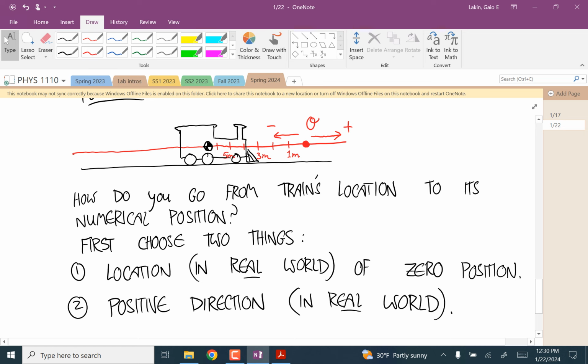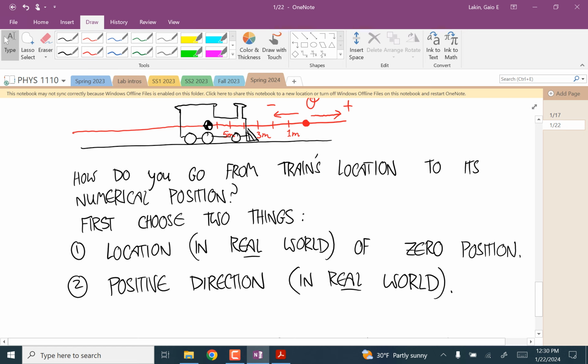Are you with me on that? Well, what if I chose a totally different location in the real world to pop down the zero sticker and chose the opposite direction to be positive? Would I get the same position value? No, the position value totally depends on those two choices. The thing is, once you make those choices, everything depends on it, but if you're consistent throughout the problem with those choices, you can do meaningful calculations. Okay? So you make the choice of the zero position, the positive direction, and then you just keep that for the rest of the problem.